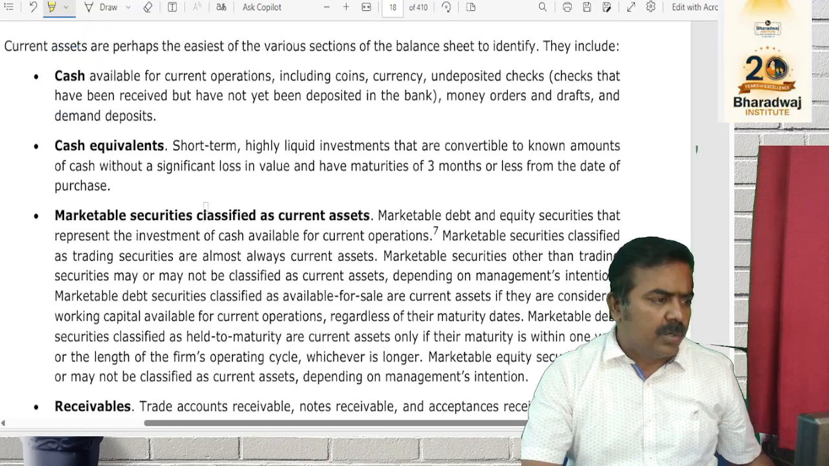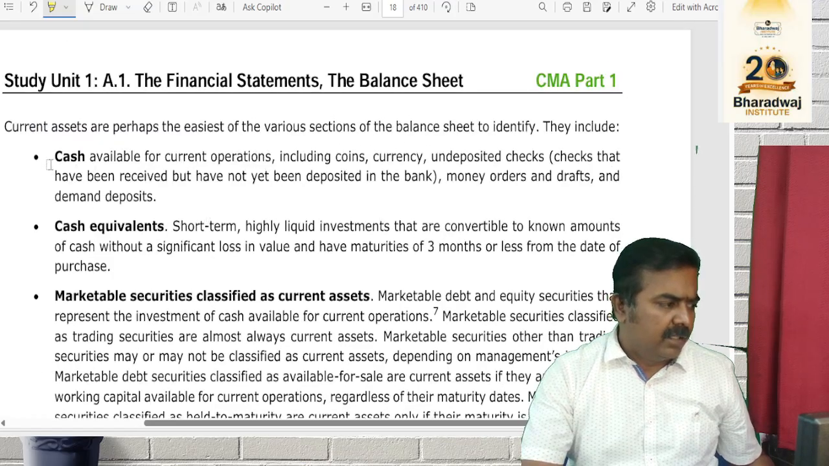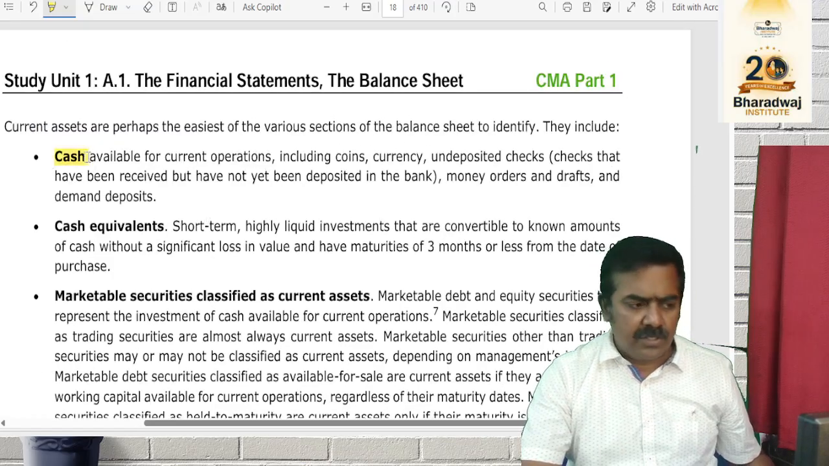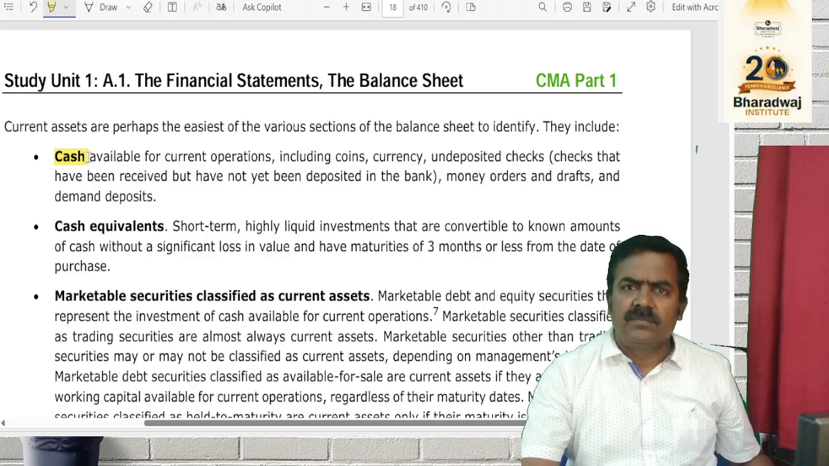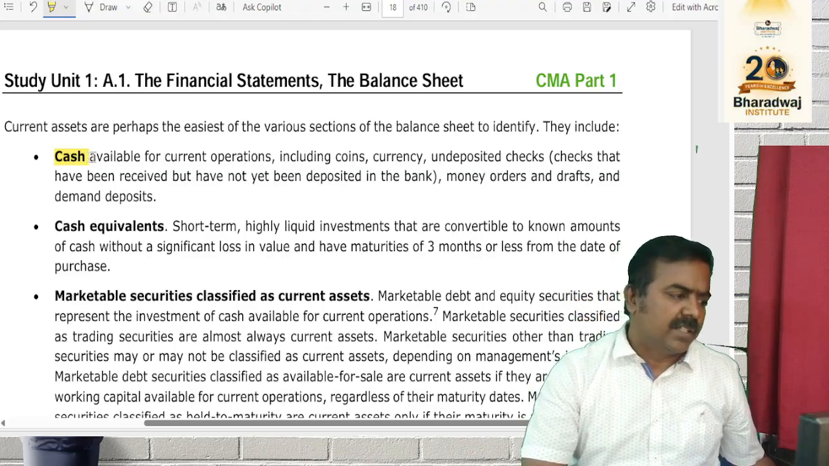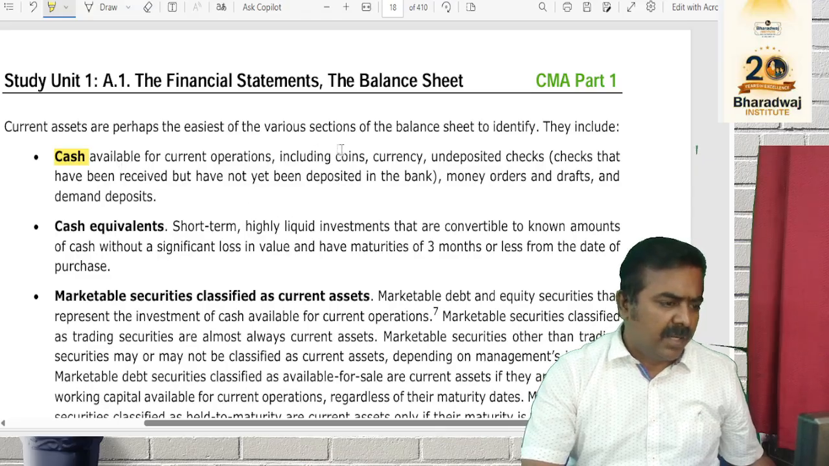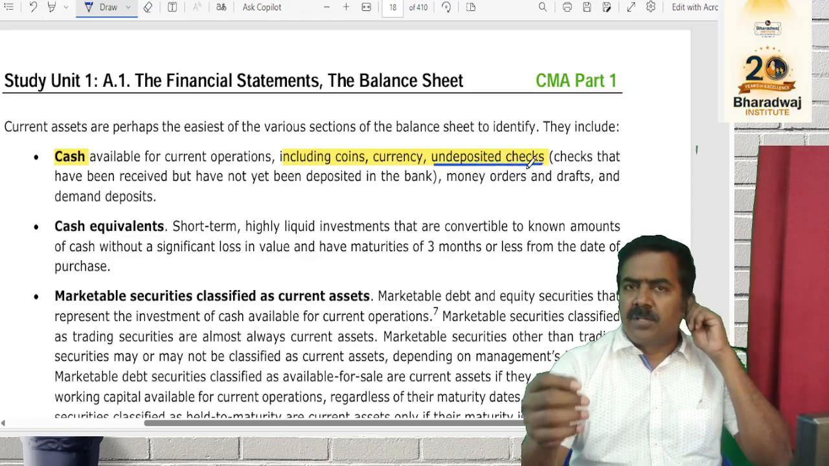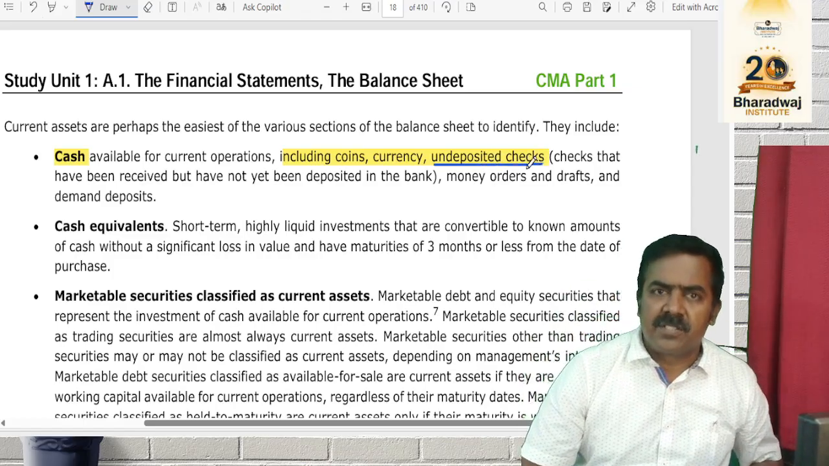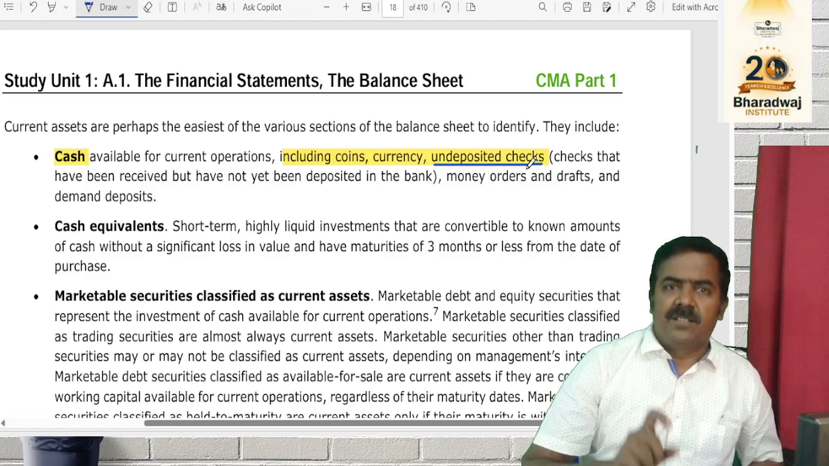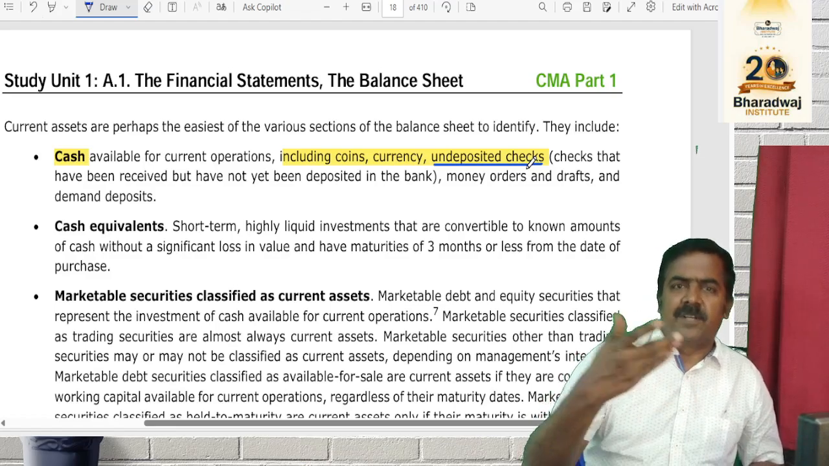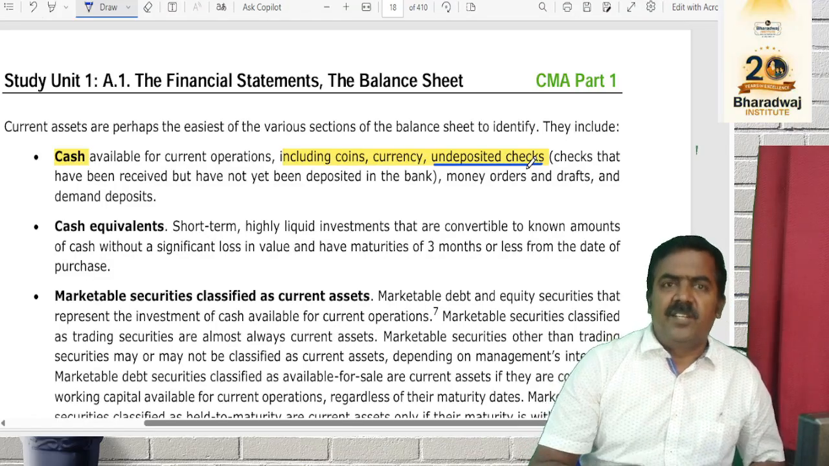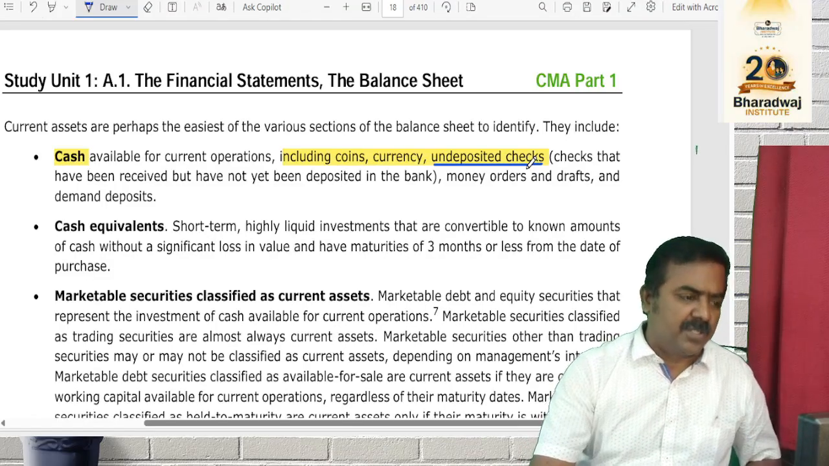So what are all included in current assets? What is the first one? Cash. What is cash? Cash in hand and cash at bank. This also includes undeposited checks. For example, a student has given a check on 31st March. We have not deposited the check in the bank. It will be deposited in April. So as on 31st March, it is called equivalent to cash, or cash.